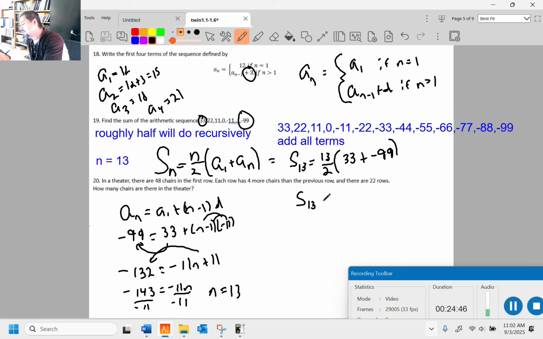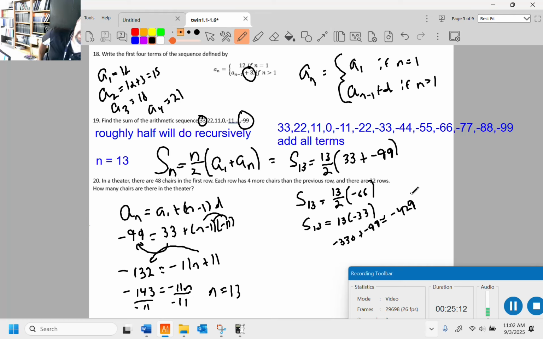So the sum of 13 things is going to be 13 over 2. This is going to be negative 66. If we cut a negative 66 in half, we would have a negative 33. And then we got a pretty good sized number, right? We have negative 330 plus a negative 99, which is negative 429. Seems right. I don't know. Check me on that. Okay, I don't feel like going back and double checking it. I feel pretty good about it.